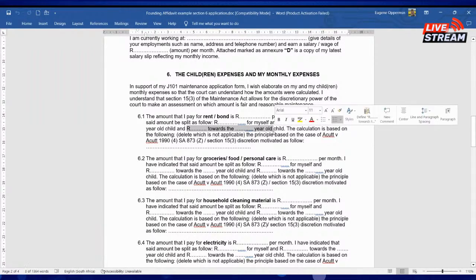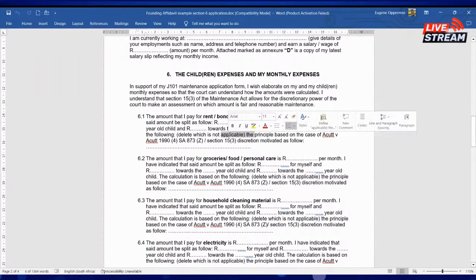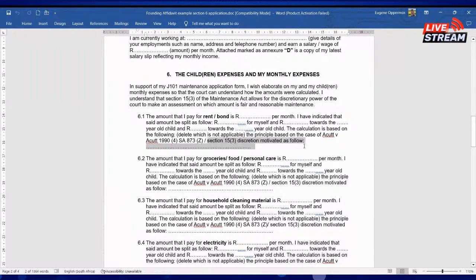If you only have one child, you delete that portion. The calculation is based on the following, and there again, you delete which is not applicable. You can say, right, if you use the principle of a could versus a could, where it says 1/3, 2/3, the calculation of apportionment, allocating shares, one share for an adult and 2 shares for an adult and 1 share for a child. If you use that one, then you delete the discretion section.